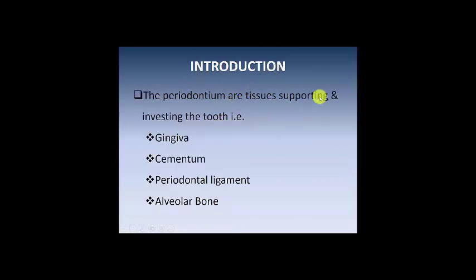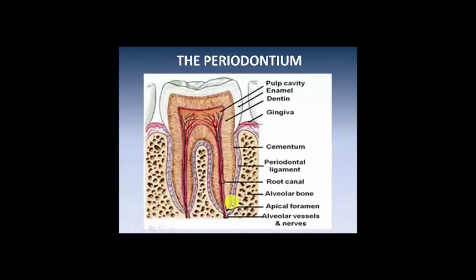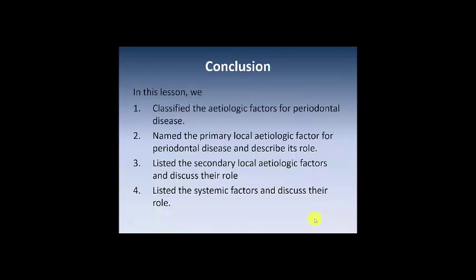They are tissues which support and invest the tooth: the gingiva, the cementum, the periodontal ligament, and the alveolar bone. This diagram shows you the location of these elements. You find the dentin, you have the gingiva here, you have the cementum, you have the periodontal ligament, the alveolar bone here, and the alveolar vessels and nerves.